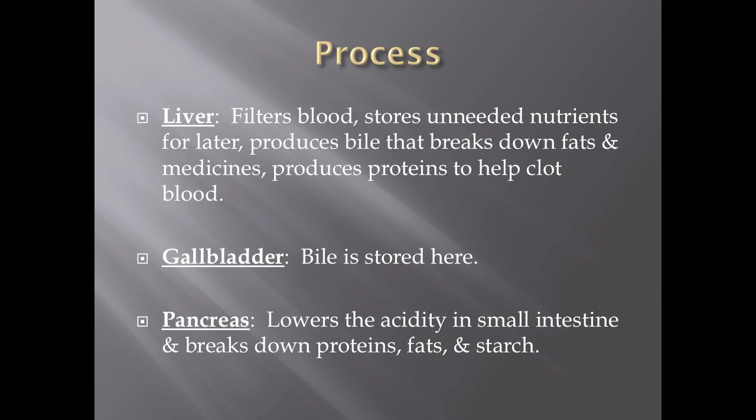The liver filters blood, stores unneeded nutrients for later, produces bile that breaks down fats and medicines, and produces proteins to help clot blood. The gallbladder is where the bile is stored, and the pancreas lowers the acidity in the small intestines and breaks down proteins, fats, and starches.